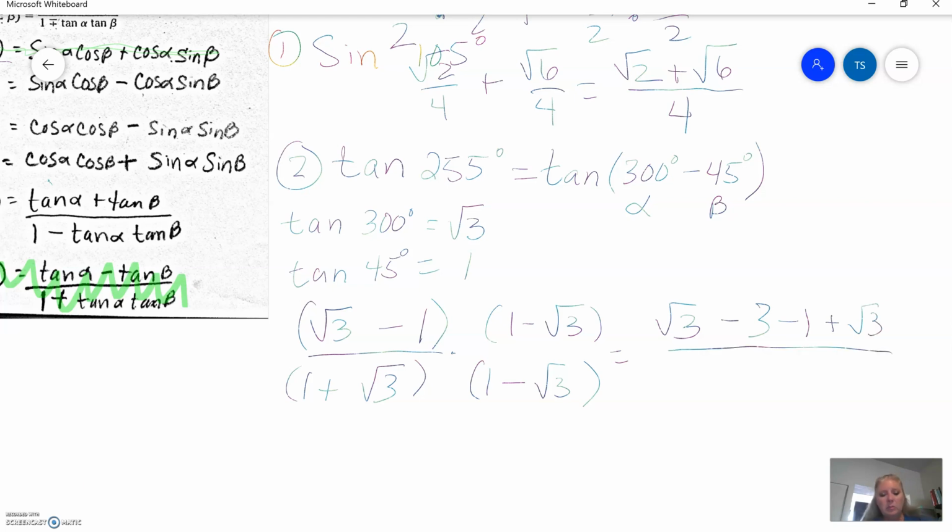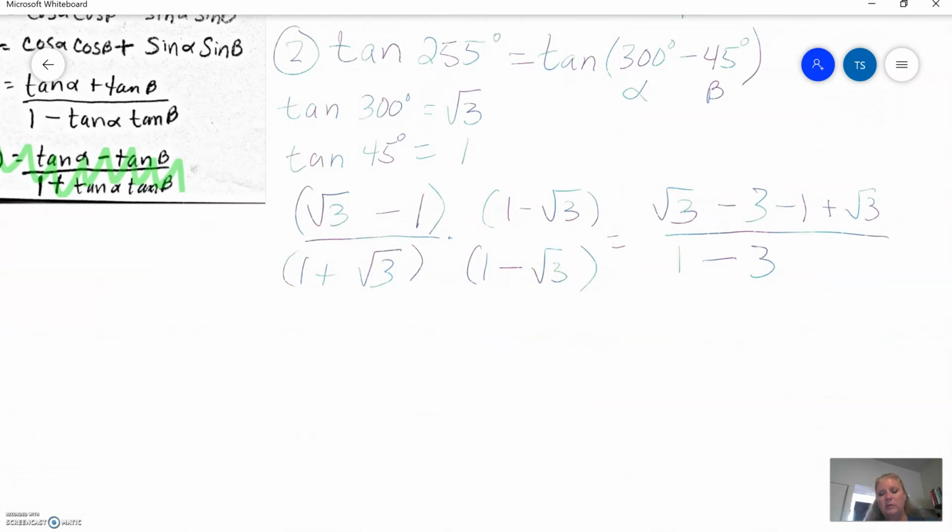On the bottom, it's super fun because the inners and the outers are going to cancel. So I'm not even going to write those. I'm just going to multiply 1 times 1. And then it's going to be negative times a positive, so it's a negative. And then radical 3 times radical 3 is 3. And then we're going to simplify and combine like terms.